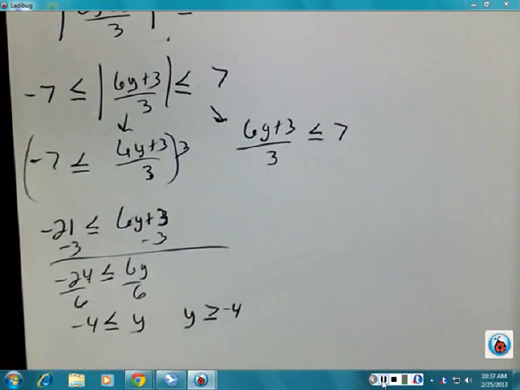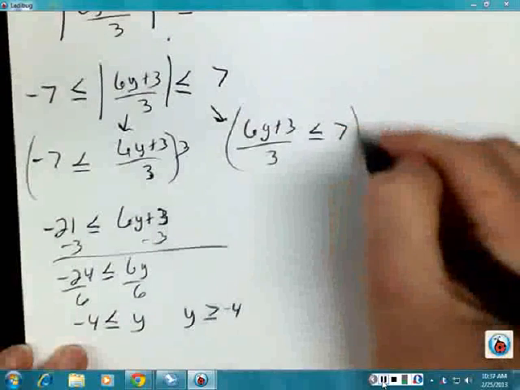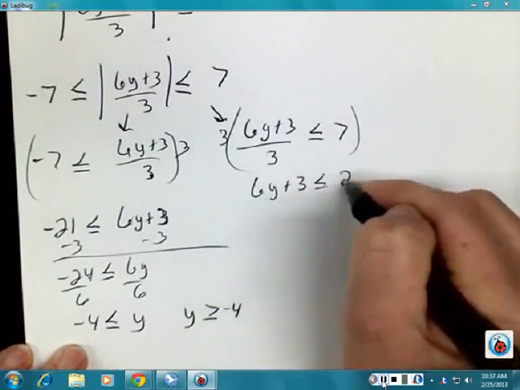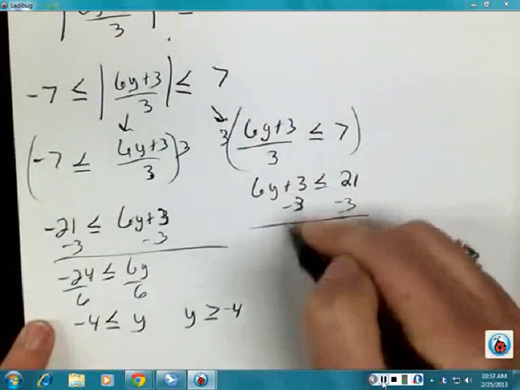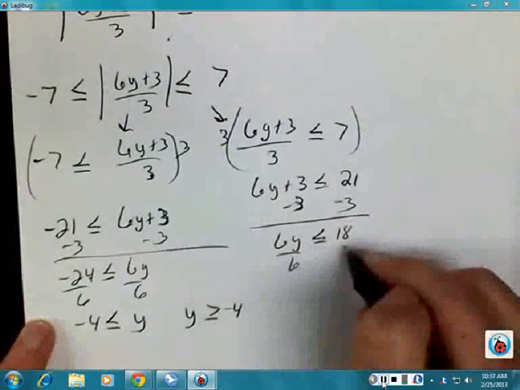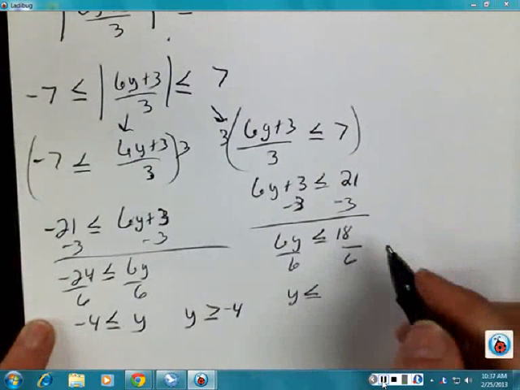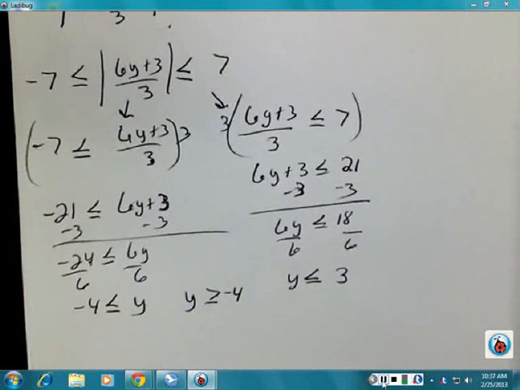Now you solve from the other side. And then solve this side. So multiply everybody by 3. Subtract 3. And I get 18. Divide by 6. And I find y is less than or equal to 3. And so I've got those two solved, so now I need to graph them.